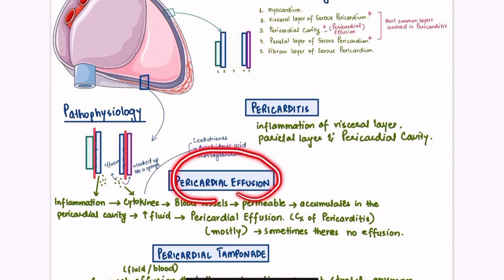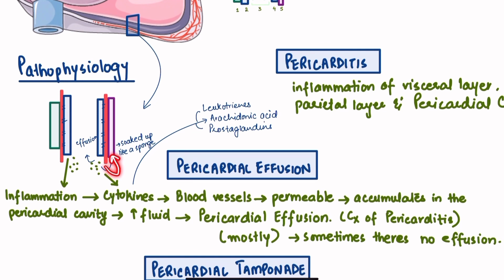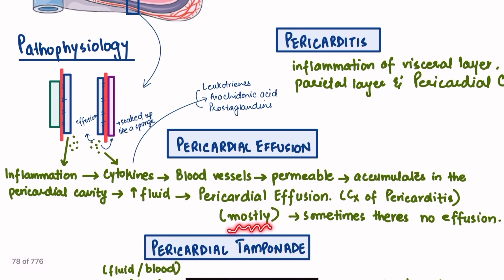Now what is pericardial effusion? The pathophysiology behind the accumulation of pericardial effusion is that whenever there is inflammation of any of these layers, cytokines are going to be released. The cytokines are going to make the blood vessels permeable. This will cause fluid to ooze out of the blood vessels, which can either be soaked up by the fibrous layer of the serous pericardium or it can accumulate as effusion in the pericardial cavity. This will lead to increased fluid in the pericardial cavity, and this is called pericardial effusion. This is a complication of pericarditis. This occurs mostly in pericarditis, but sometimes it might be absent.